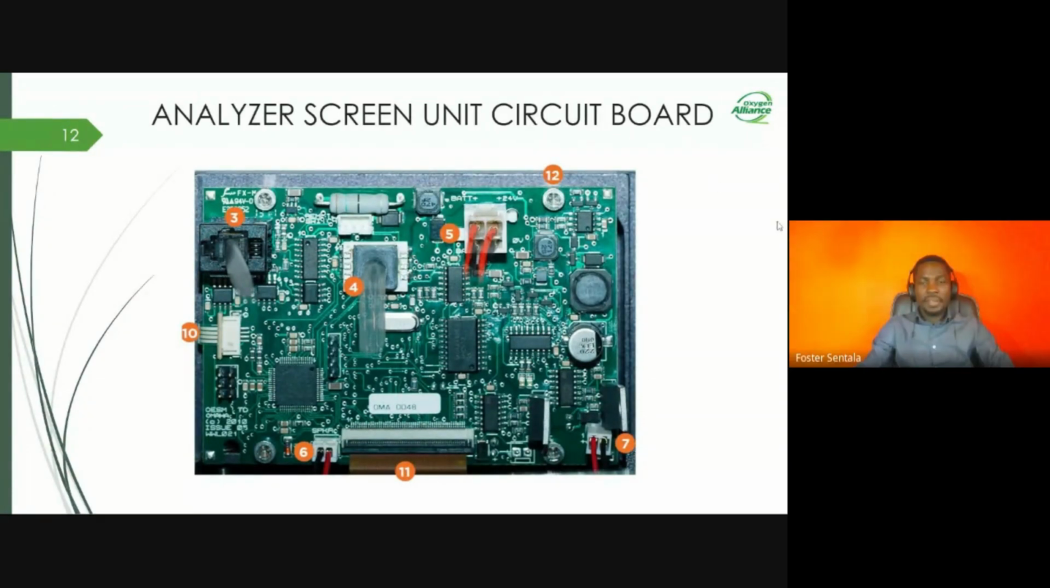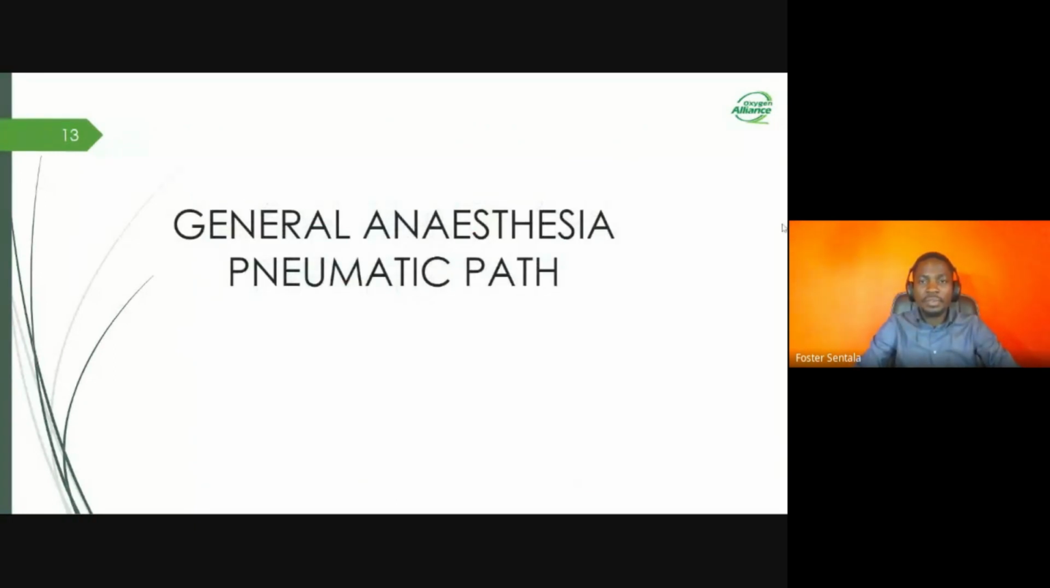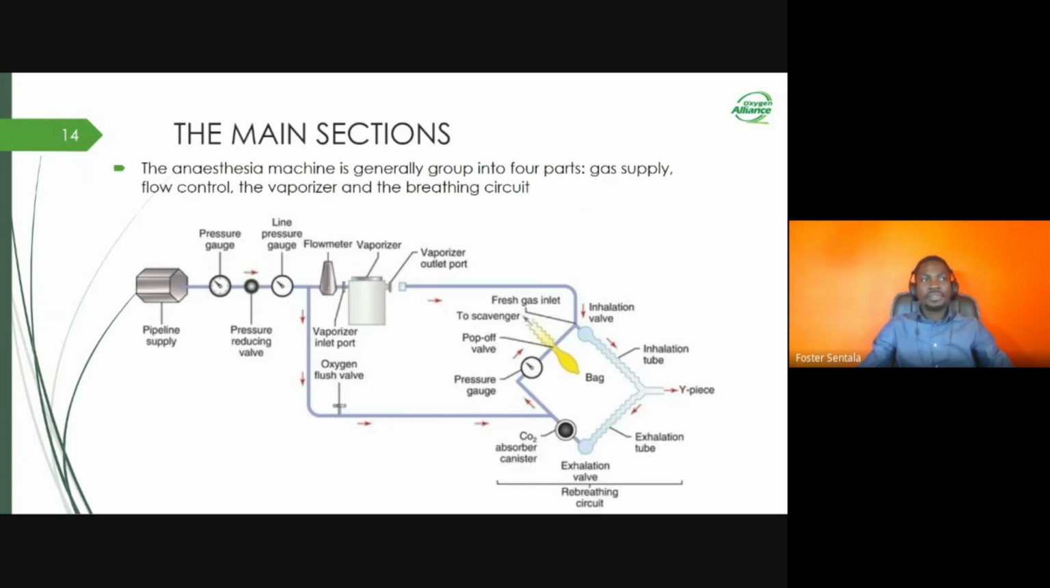Well, thank you very much, Grace and Chimwemwe, for introducing us to our model of focus today. I'll proceed with the presentation, taking the path of the pneumatics. To begin with, our machine has been categorized into 4 main parts. These are the gas supply, the flow control, the vaporizer, and finally the breathing circuit.